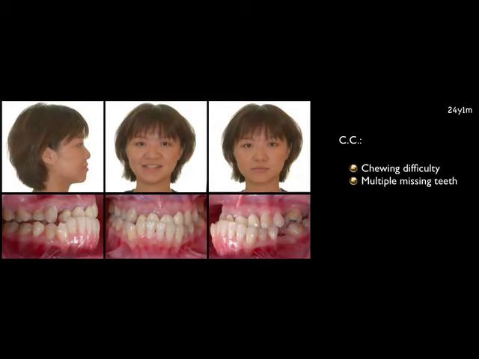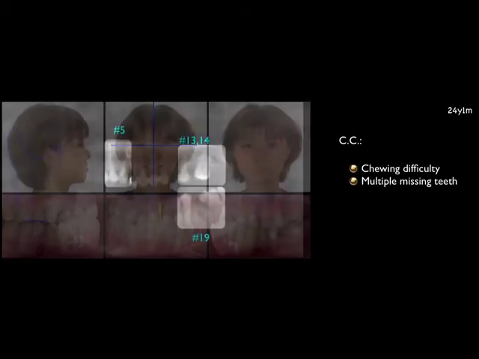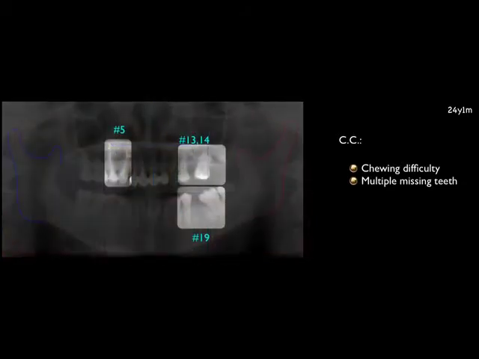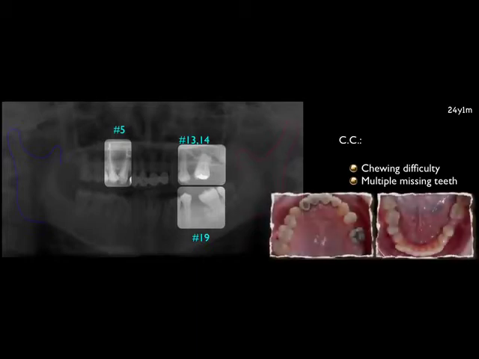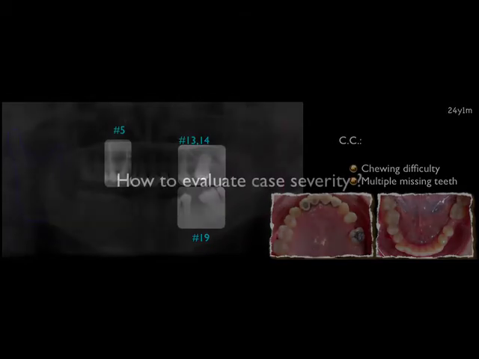This 24-year-old female's chief complaint was chewing difficulty and multiple missing teeth. From the frontal view, we can see the facial midline and the dental midline were not coordinated. And teeth number 5, 13, 14, and 19 were missing. From the occlusal view, we can find that the 4 upper incisors had ill-fitting prostheses.